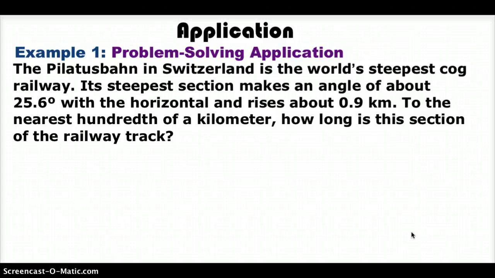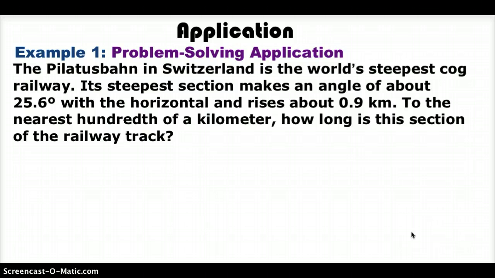Okay, let's look at one last application problem here. The Pilatusbahn in Switzerland is the world's steepest cog railway. Its steepest section makes an angle of about 25.6 degrees with the horizontal and rises about 0.9 kilometers. To the nearest hundredth of a kilometer, how long is this section of the railway track?